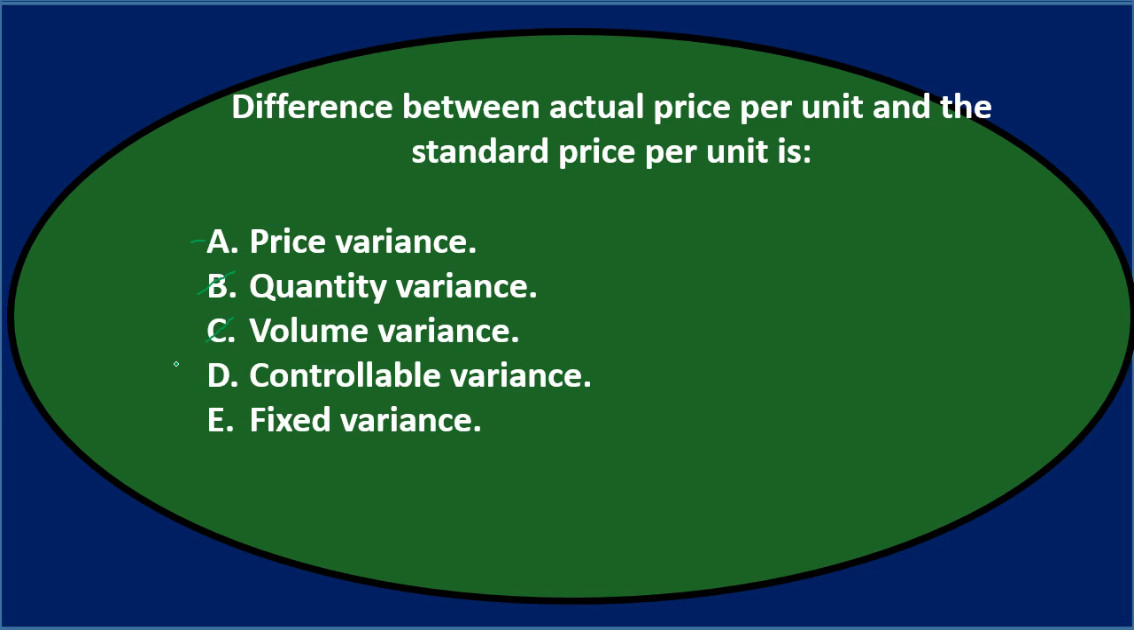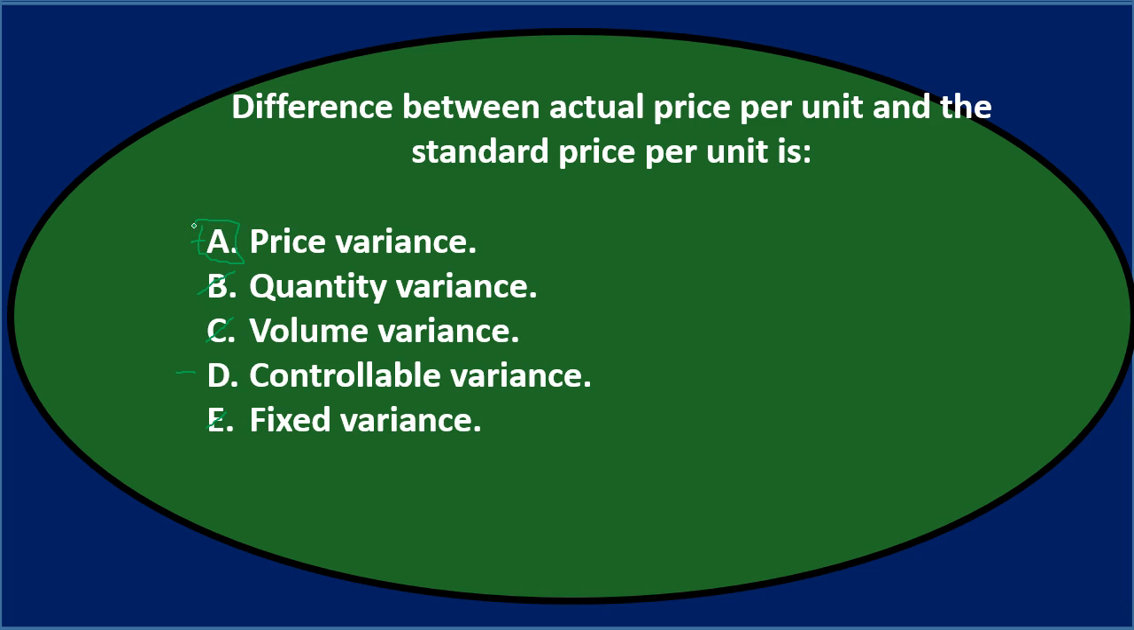D says controllable variance, and that might seem like a reasonable term here, so I'll keep that for now. And E says fixed variance, and the actual price versus standard, that doesn't sound fixed. That doesn't seem right. So I'm going to keep A and D, and go through it again. Difference between actual price per unit and the standard price per unit is the price variance and the controllable variance. And of those two, A sounds the most proper. It almost sounds too good. It almost sounds like it fits too well. But that's going to be the answer.